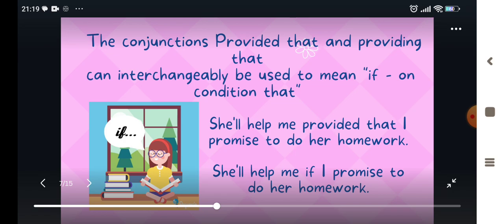And let's look at some examples. She will help me provided that I promise to do her homework. We can omit that if we wish. It is optional, and it means she will help me if, instead of provided, she will help me if I promise to do her homework.